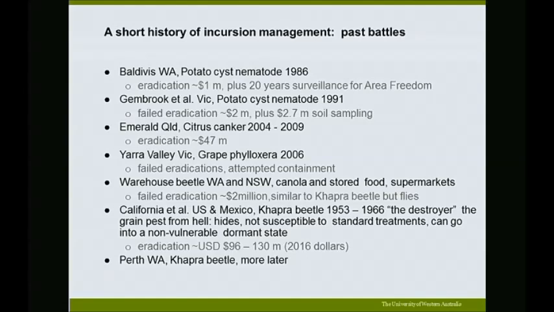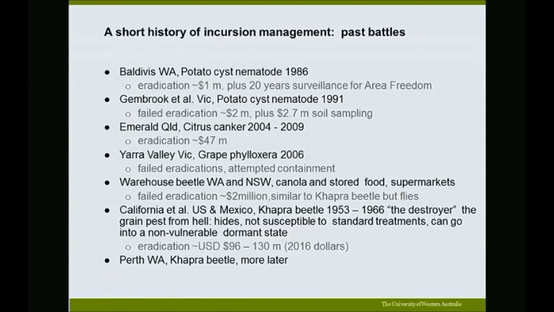So there was a WA potato cyst nematode incursion, successfully eradicated, cost about $1 million. But then was followed up by 20 years of surveillance, so that was additional costs. There was a Victorian potato cyst nematode incursion, 1991, failed eradication, cost about $2 million, plus about $3 million in soil sampling, still causing massive production losses to the industry.